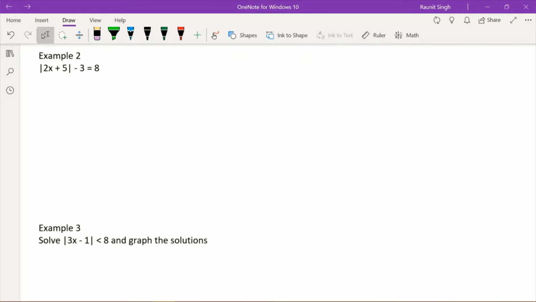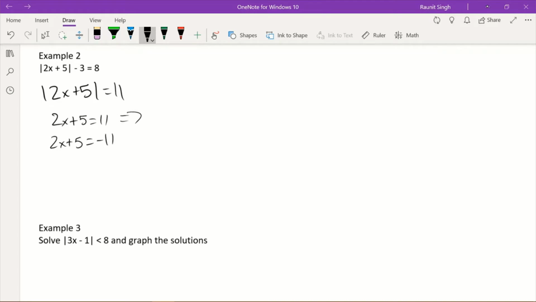Okay, our next example is the absolute value of 2x plus 5, minus 3, equals 8. Since the 3 is not in the absolute value, we can just add 3 to both sides to eliminate it, which gives us the absolute value of 2x plus 5 is equal to 11. So we want 2x plus 5 to equal 11, and 2x plus 5 to equal negative 11.